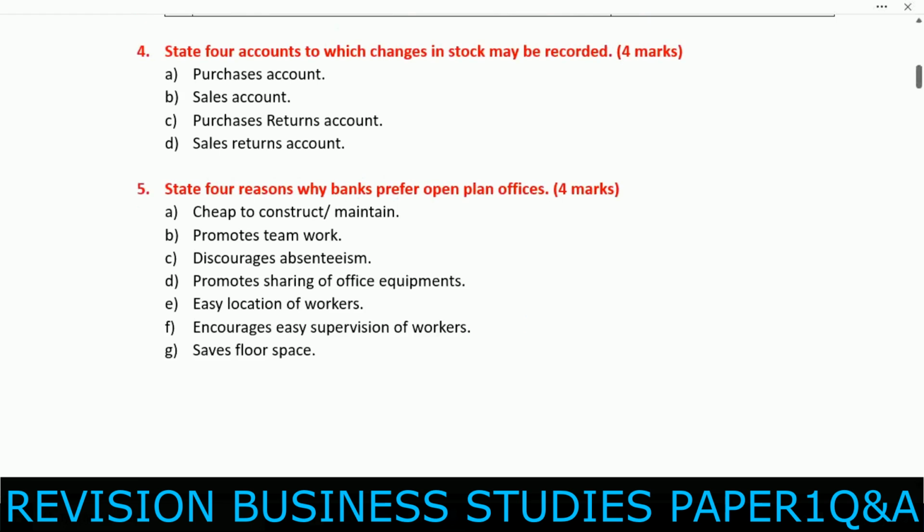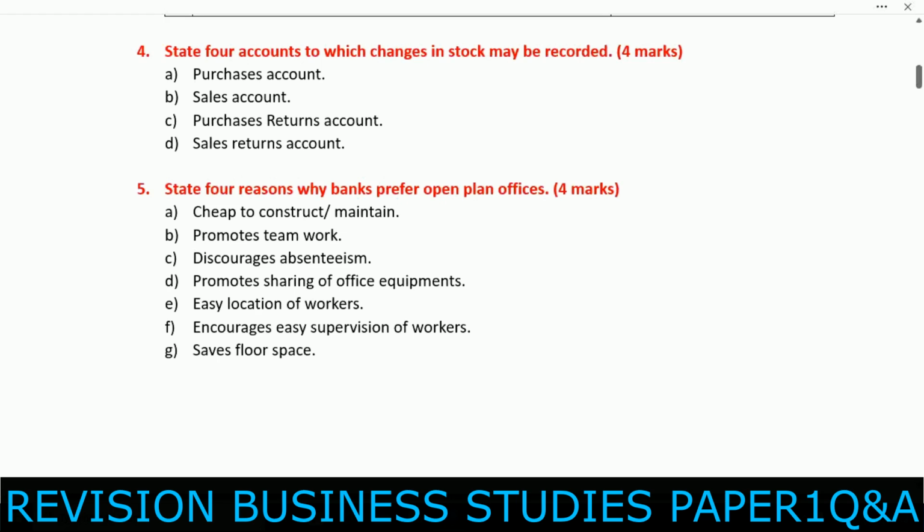banks prefer open plan offices. Why do they prefer open plan offices? Number one, cheap to construct. Number two, promote teamwork. Next, discourages absenteeism. Next, promote sharing of office equipment. Next, easy location of workers. Next, encourages easy supervision of workers.